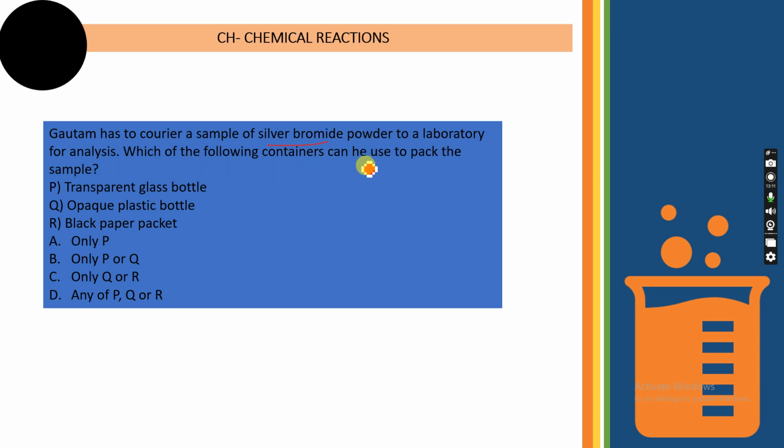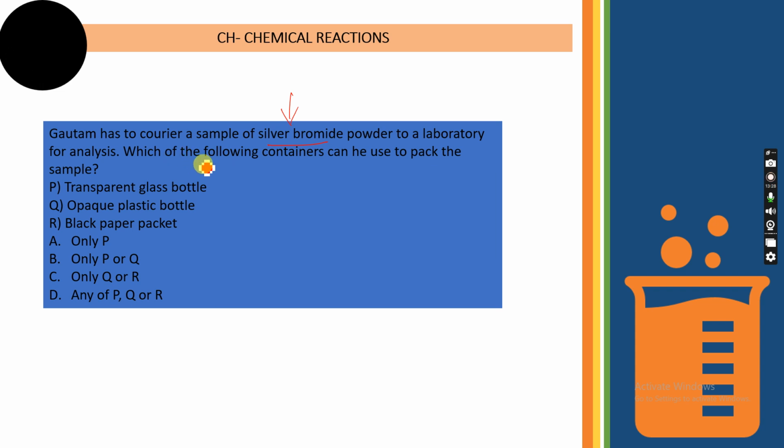Next question. Gautam has to courier a sample of silver bromide powder to a lab for analysis. Which of the following containers can he use to pack the sample? Same question type, it asks about the photochemical decomposition reaction. So you know silver bromide is mentioned in the photochemical decomposition reaction. So the question is based on that only.